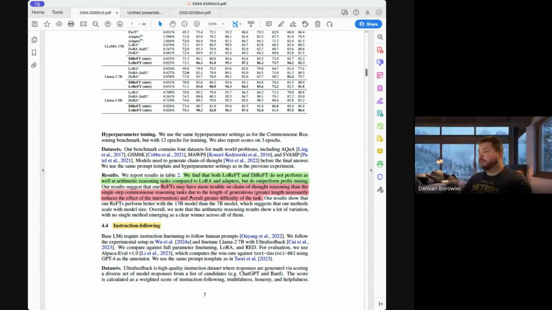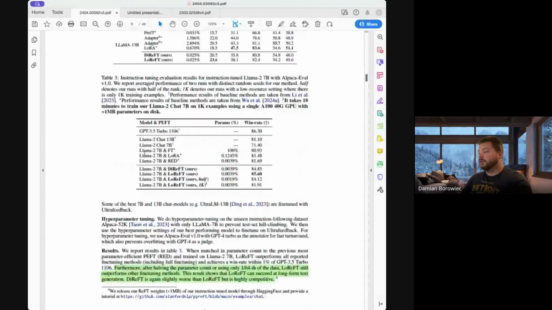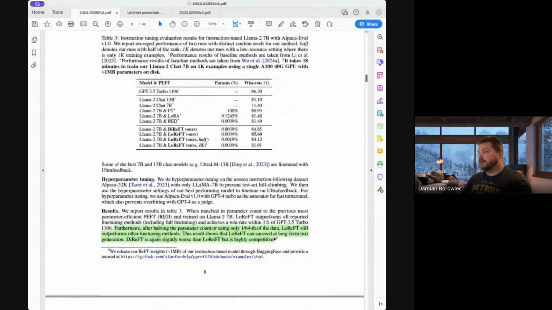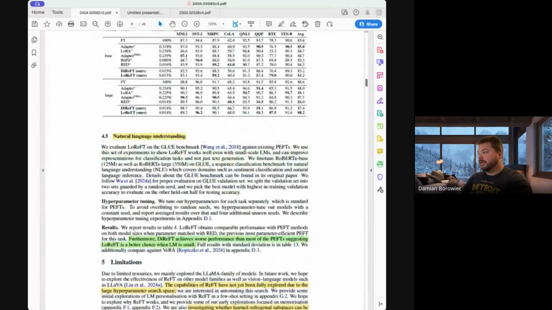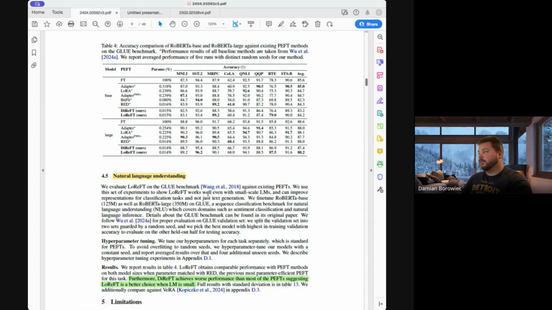Instruction following, that one was quite good, I think. I think they were mostly winning on both across the majority of the other methods. And natural language understanding, similar. So ReFT is a better choice when the language model is small. So that's what they discovered from the experiments.